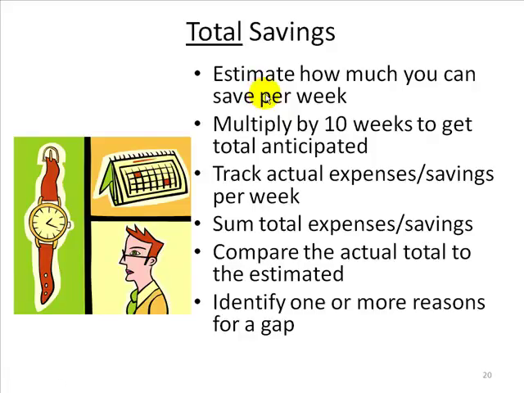As a general rule, if you need to go more or less, you let me know. But for consistency, I'm going to call it a 10-week project. So, you're going to figure out how much you think you can save per week, multiply that by 10, and that's your expected savings. Okay? And then you're going to track your actual expenses and savings per week, add that all up, and then compare your actual total to your estimated total. That was your estimated times 10. And then identify one or more reasons if you do have a gap. Why did you not achieve the goal?